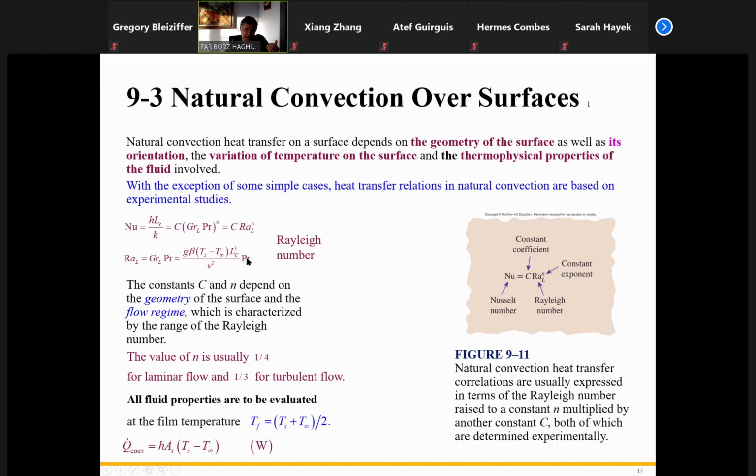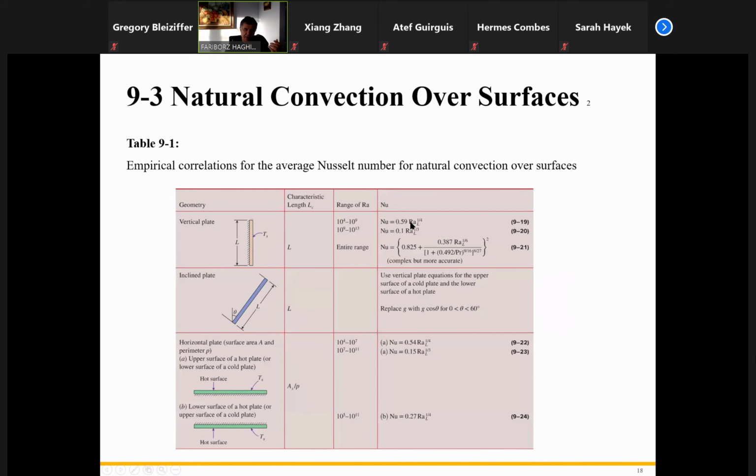And then you check your Rayleigh number if it's laminar or turbulent. Therefore, you come here to see if it's in this range or in this range. If you don't want to bother, you can go straight and use this equation. But this one is much easier to use.